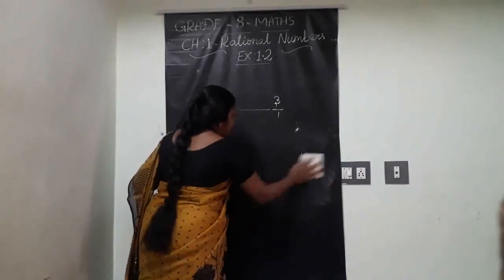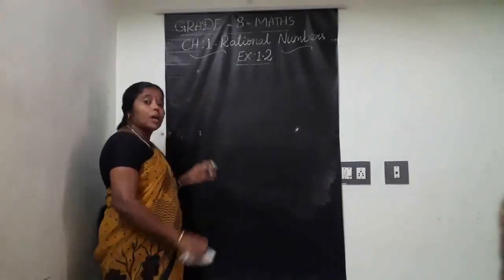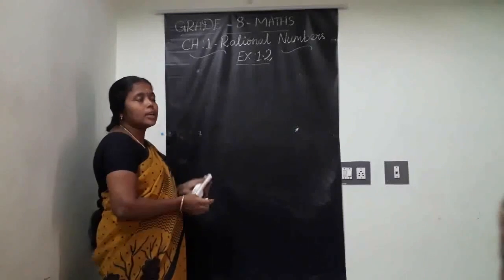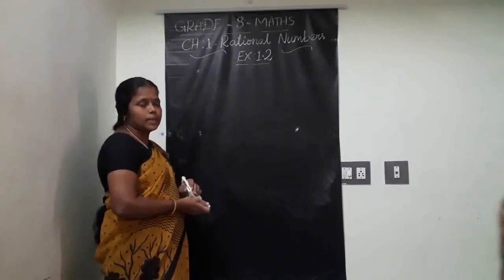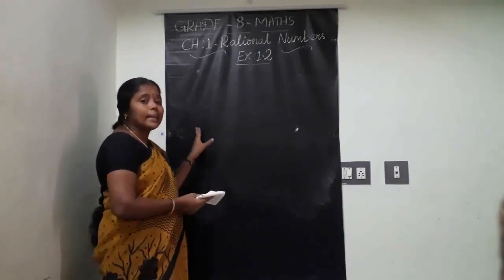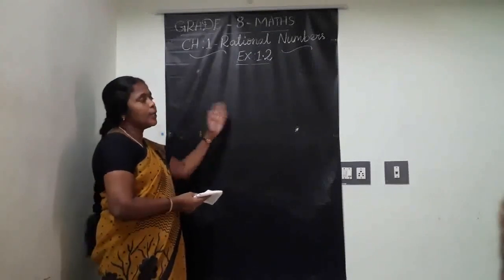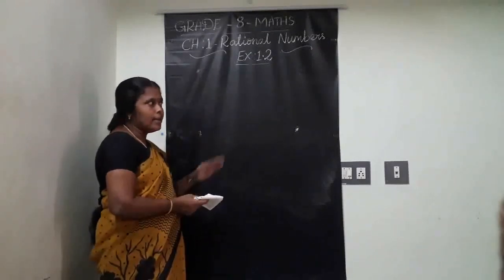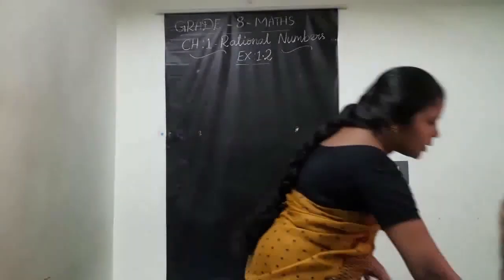What do you say? We can find countless rational numbers. Countless. We can find countless rational numbers between any two rational numbers. Clear? What is the very important 1 mark here? We can find countless rational numbers between any two rational numbers. Clear? About this only we are going to put a few sums in this exercise. What is given here?